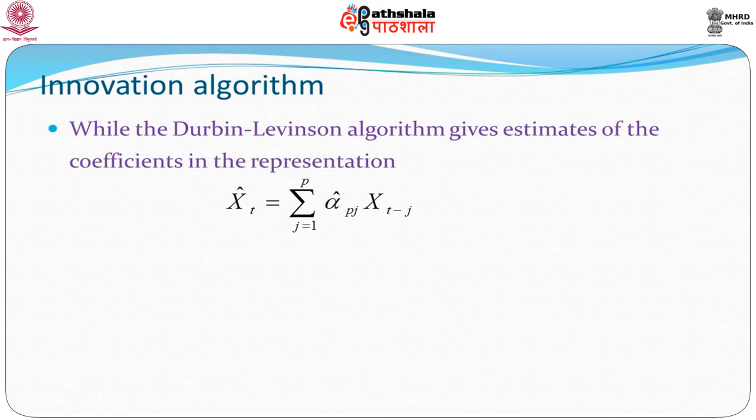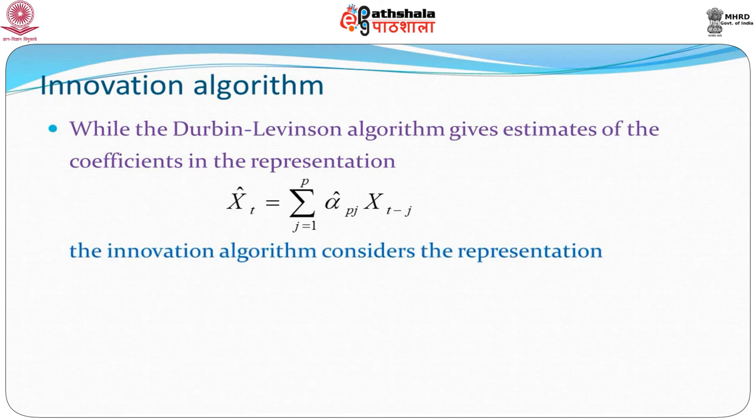So, now if you go back and look at the Durbin-Levinson algorithm, we had predicted the x t value as values which depend on the past values of x. So, x t depends on x t minus 1, etcetera, and we wrote this and we found the coefficients for the x t minus j's.